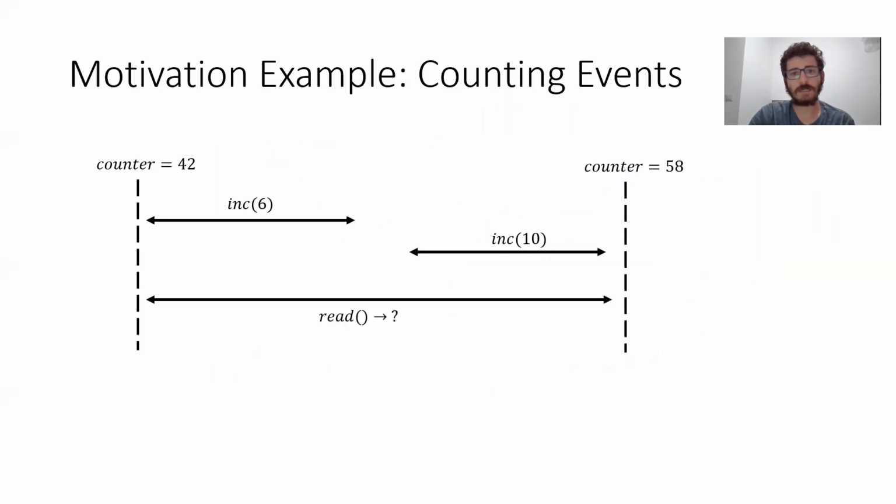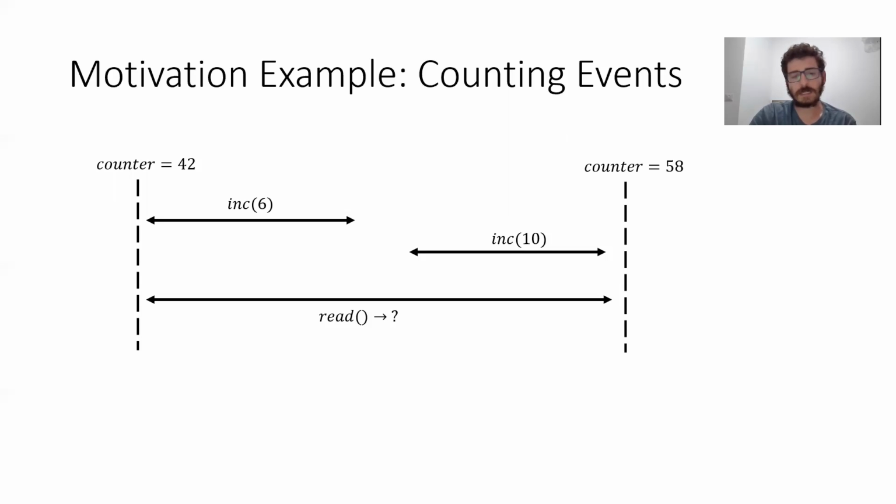If we look at the time series analysis of the above example, we can see that what we had is an increment 6 on server A, followed by an increment 10 on server B, with a read happening concurrently to both increments, where the overall counter for the number of people connected to the servers begins at 42 and ends at 58. And what we would like to know is what is the set of allowed return values by the read. So the de facto correctness criterion for concurrent objects is linearizability.